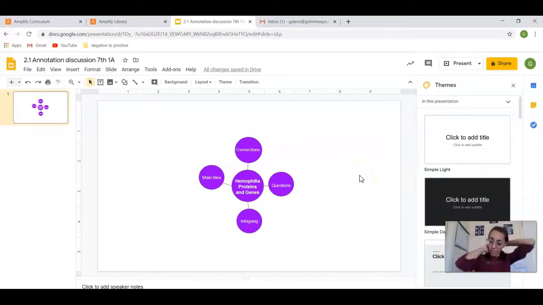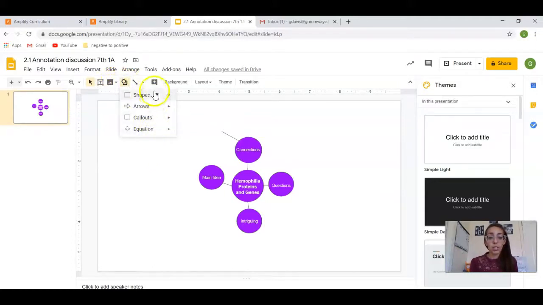What I want you to do is, there are 4 different things here: connections, questions, something that was intriguing, and the main idea. And this is all you have to do. I want you to leave a comment for each of these. Up here you have all these tools. You click a line, and you come over here, and you'll see all these dots pop up. It doesn't matter where it goes, just pick one, right? And I'm going to make a line. And then I'm just going to come over here to shapes. You see next to insert image, it says shape.